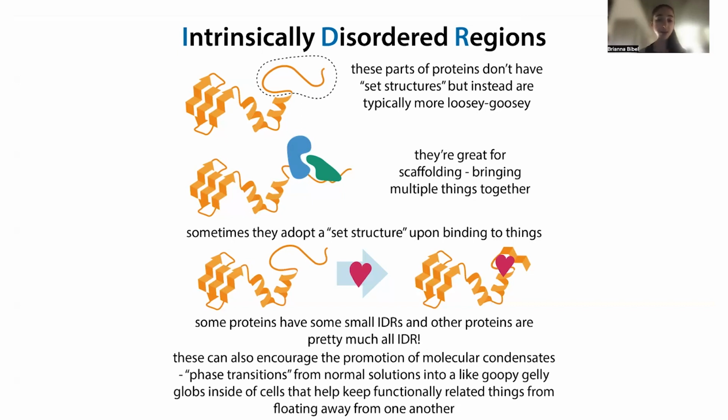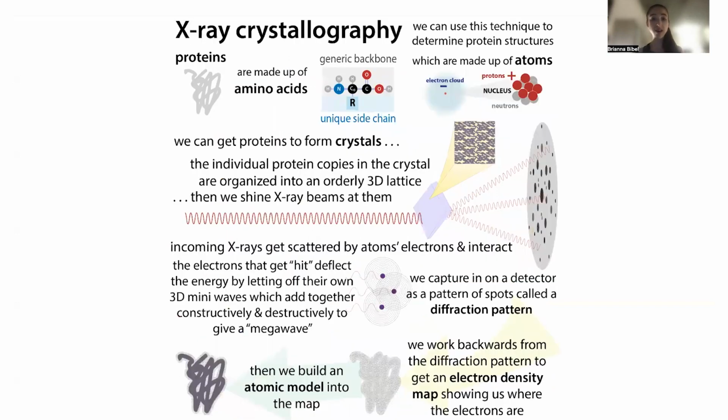And these proteins can do important things like help drive phase transition. So when you think about things forming gels inside of cells, they can help bring things together and keep them from floating away from one another. So IDRs can be really, really important, but they're also hard to study because you can't visualize them with those nice structural biology techniques that we talk about, like X-ray crystallography, which requires your protein to stand super duper still.